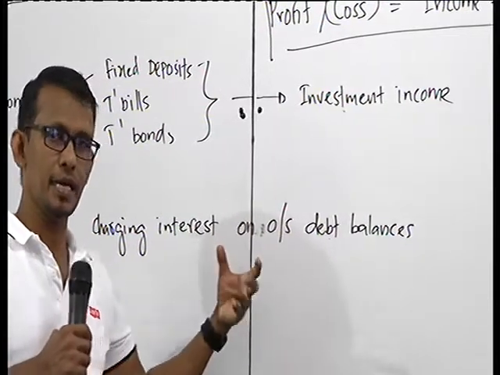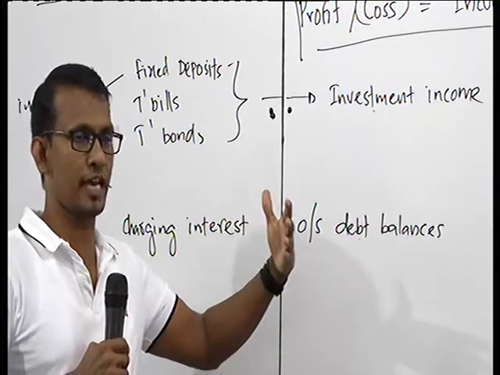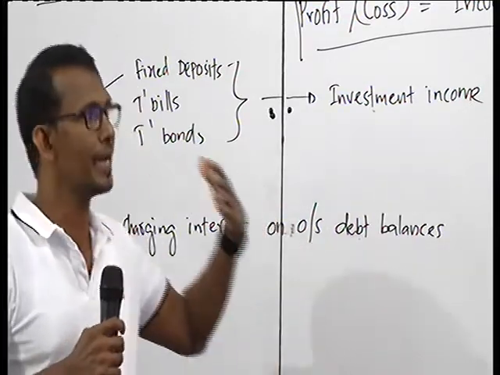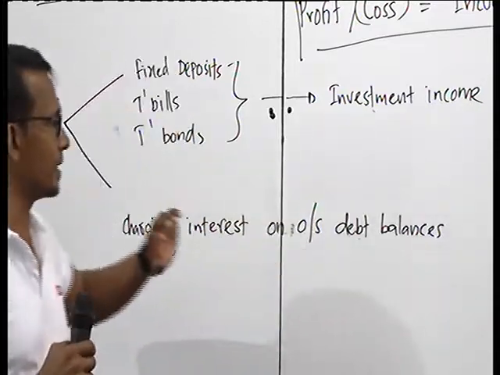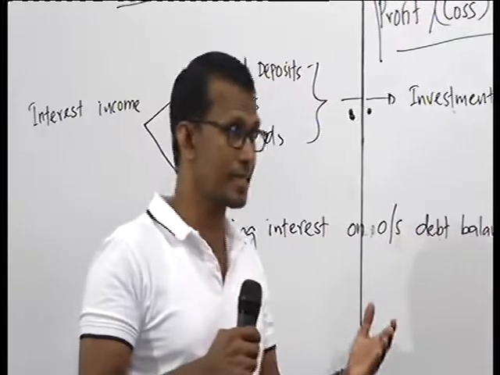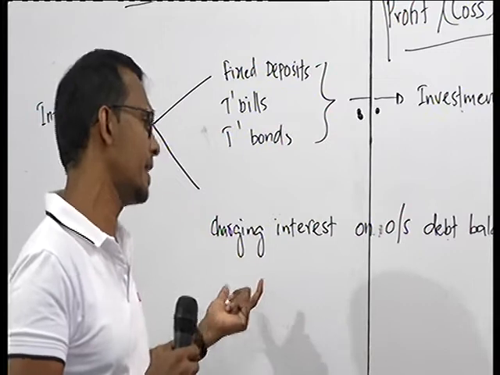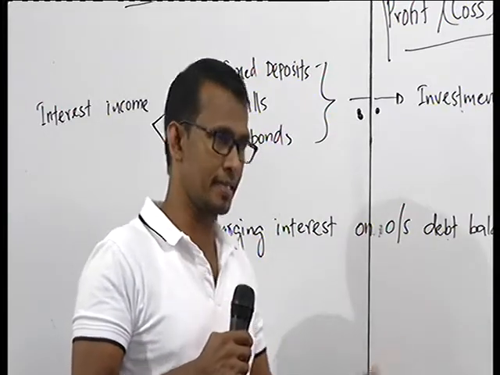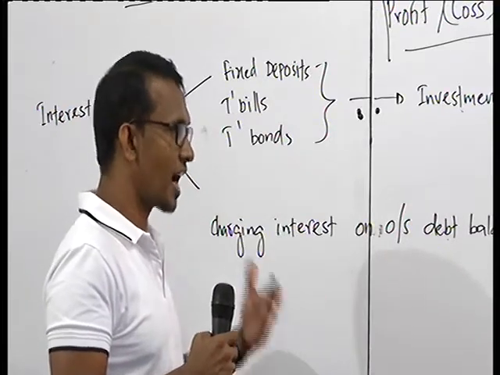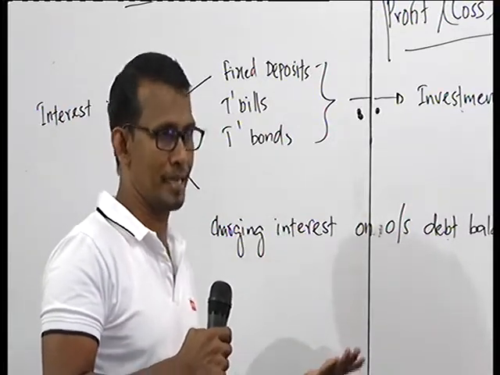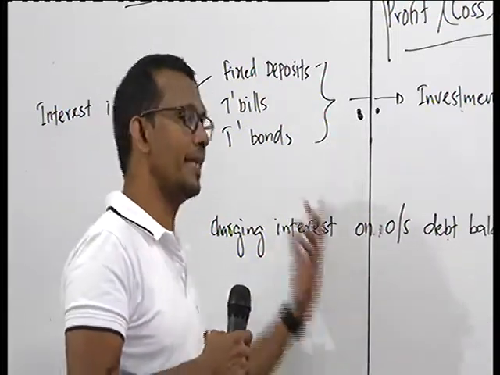But the question is whether the interest earned by a trading organization or a manufacturing organization can be considered as investment income. It cannot be considered as investment income. The reason is, if you do not have this business activity, trading or manufacturing, there will not be sales, there will not be credit sales, and there will not be a question of charging interest on the outstanding debt balances, because there is no business at all. Then there can't be any interest on the outstanding debt balances either.